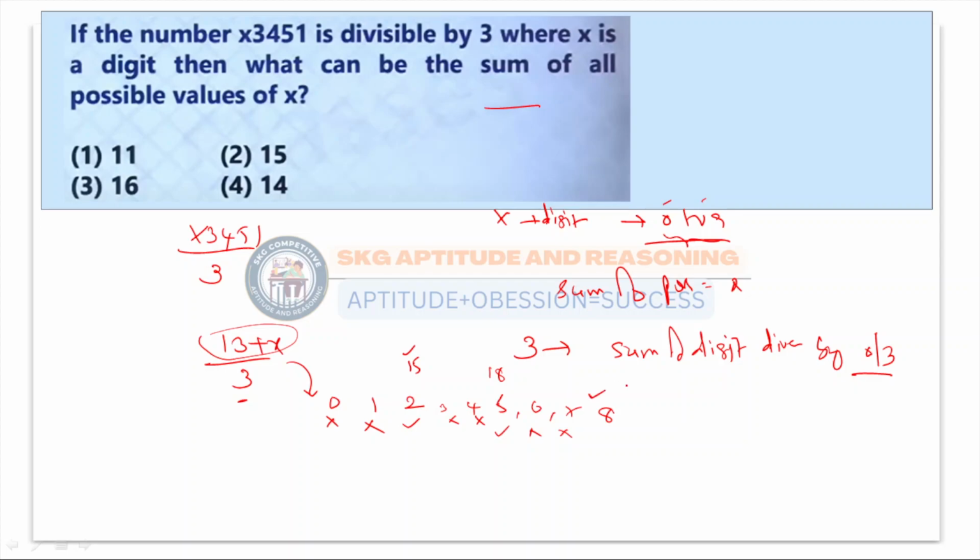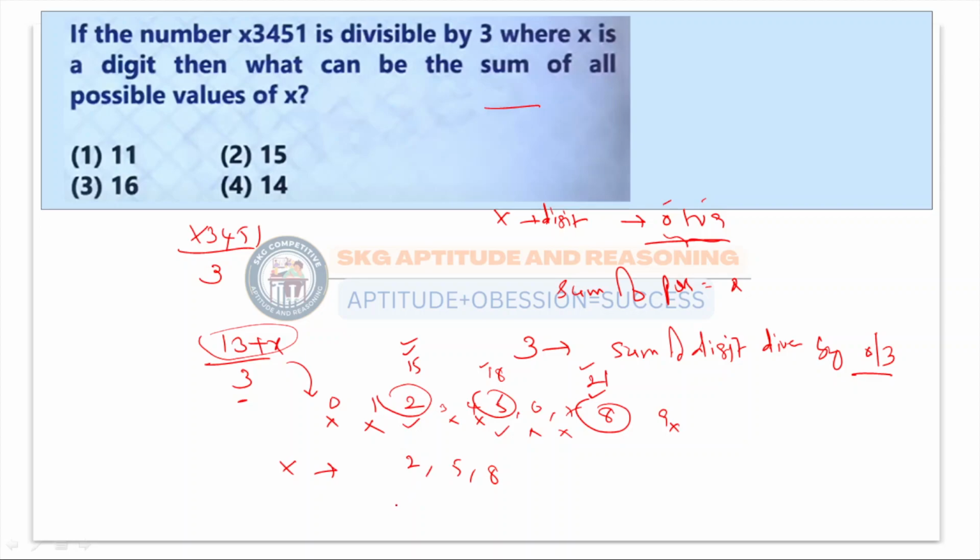And if I take 8, this will be 21. So 15, 18, and 21 are exactly divisible by 3 when I take the x values as 2, 5, and 8 here. If I take 9 also, it is not divisible. So the possible values of x are 2, 5, 8.